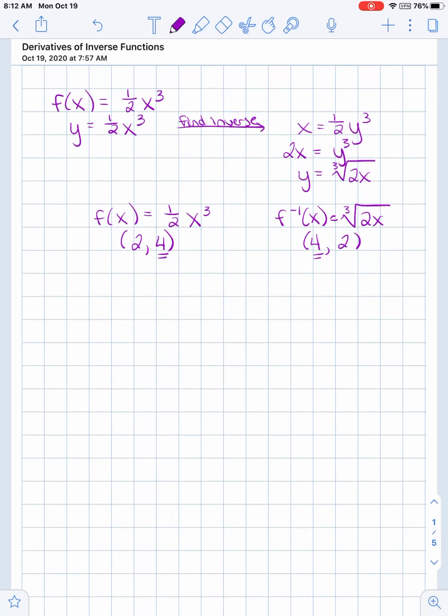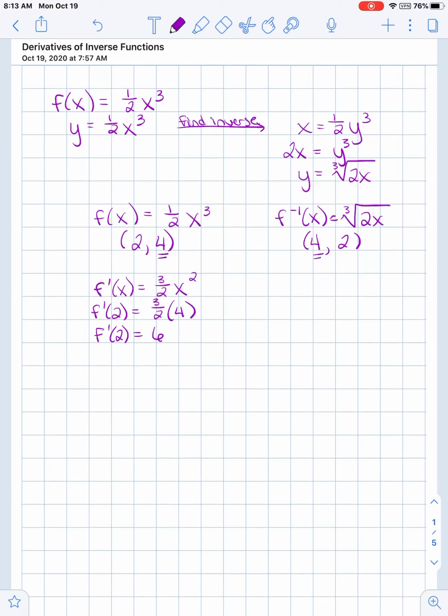Now let's look at the derivative of each of these, because that part gets interesting. Let's look at the derivative of f of x. I'm going to find the derivative of f of x. So I'm going to use power rule. So that's 3/2 x squared. I'm going to plug 2 in, and I'm going to see what that derivative looks like. So I have 3/2 times 2 squared, which is 4. 4 times 3/2 is 6. Okay, keep that in mind.